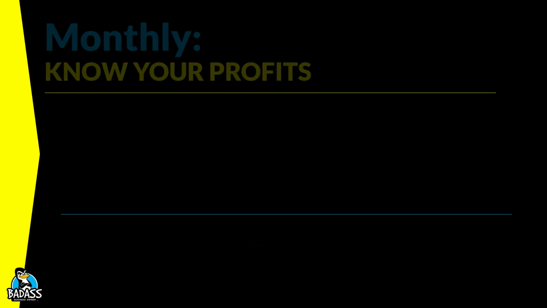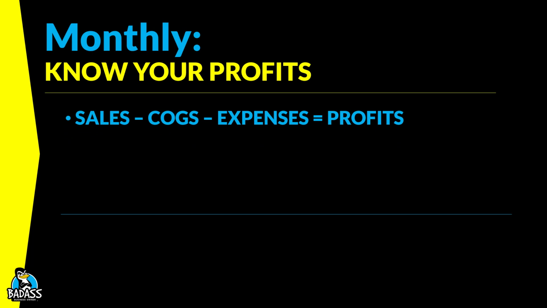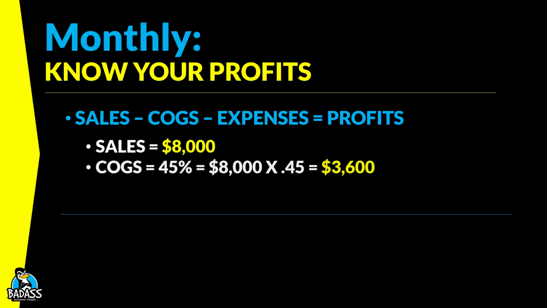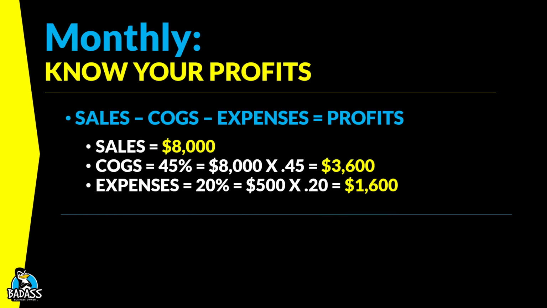By the way, you can also look at it for the month. Same thing. Sales minus cost of goods minus expenses equals profit. Let's say your sales are $8,000. Your COGS typically run you about 45%. Remember earlier we looked at the percentages? You would just plug that in. So 45%, that means the $8,000 times the 0.45 for the 45% means your COGS are probably going to run you around $3,600. Your expenses typically run you 20%.